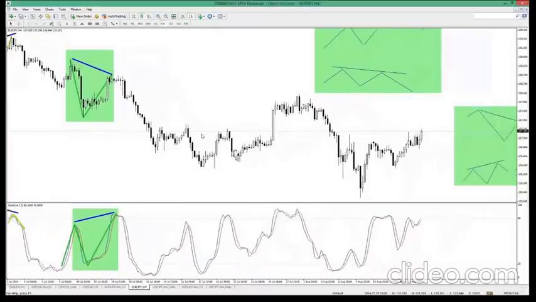Now, if we look a little bit further, we have the same pattern coming into play. Price moves down and then pulls up. The indicator moves up and then moves down, but the indicator makes a higher high relative to price. So what we have is the opposite. This is why we call it reverse divergence.